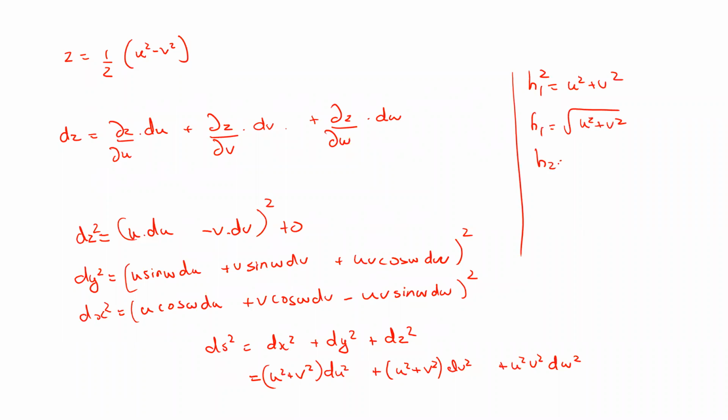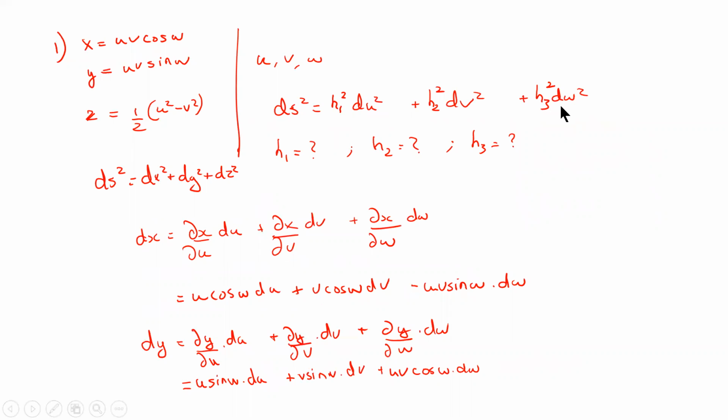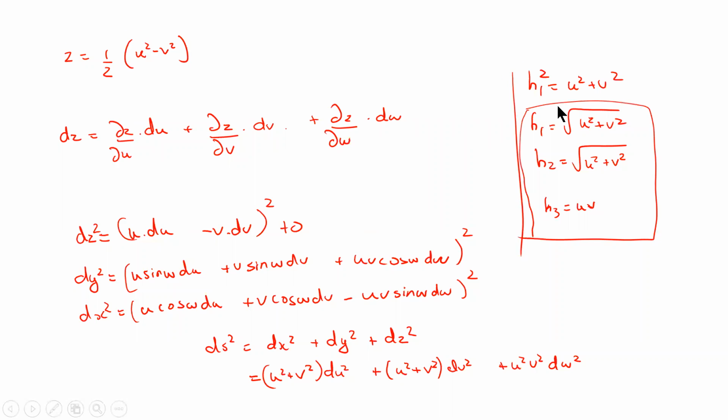Similarly, h2 will be the square root of u square plus v square, and h3 will be the square root of this quantity, u square v square, that is nothing but uv. So these are our answers. This is what we found. We found them by comparing this result that we got here with this equation that we wrote. I can again write it out here if you want to. We just compared this ds square, the answer that we got, with this equation, h1 square.